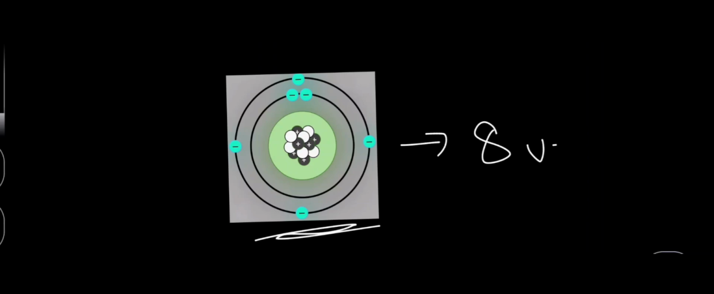For the second ring to be happy, it wants 8 valence electrons, and they're valence because they're on the outermost shell. And right now it has 1, 2, 3, 4. It only has 4, but it wants 8. So it needs to bond. And that's why it bonds with other atoms, which make up everything we know of.